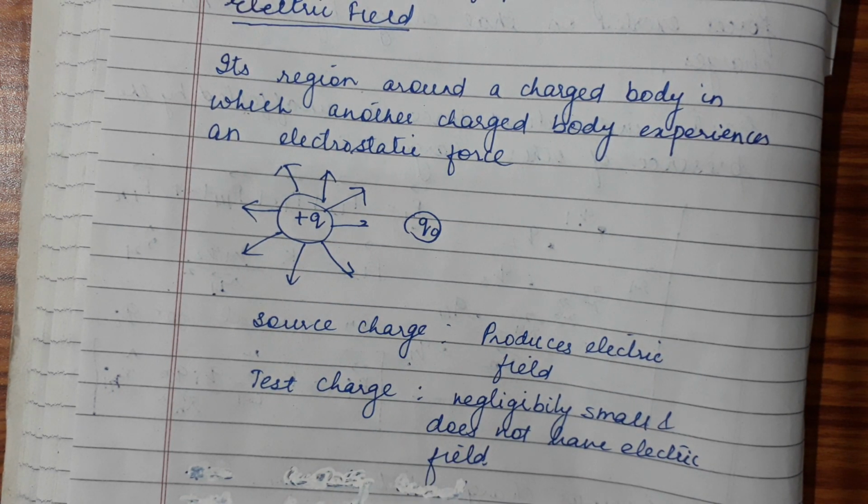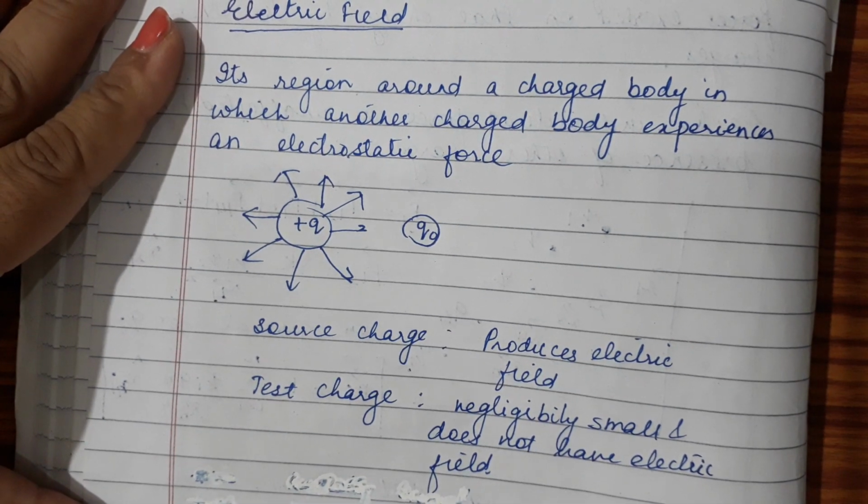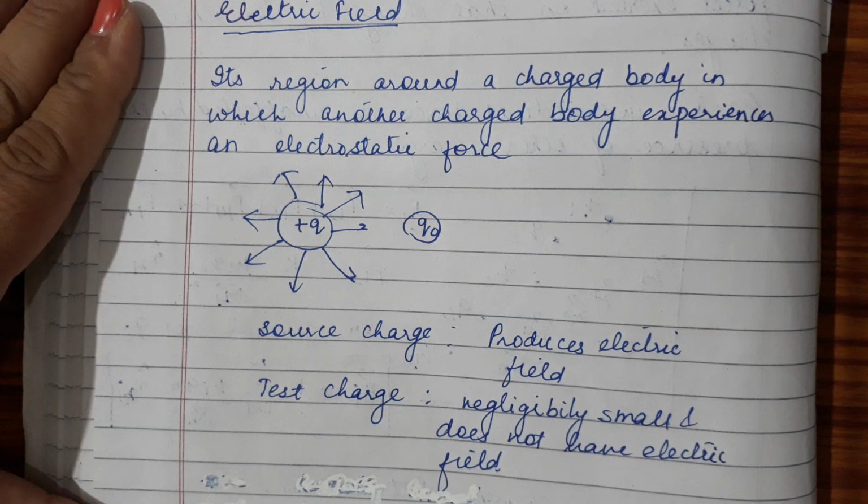So what is an electric field? Electric field means the region around a charged body, or the vicinity around the charged body, where its force can be experienced.